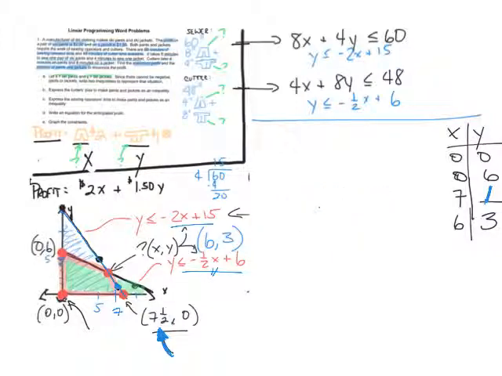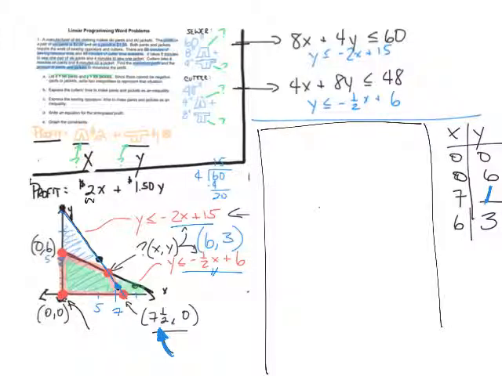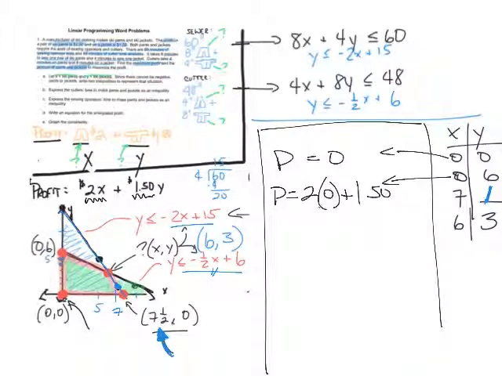We can't make 7.5 pairs of pants. So what are my profits? What is my profit? Okay, profit. For every pair of pants, I make $2, and for every jacket, I make $1.50. If I make 0, then my profit is 0. When I make no pants and 6 jackets, then my profit is $2 for every pair of pants and $1.50 for every jacket. That's 1.5 times 6. Well, 6 times 1, that's 6. 6 times a half is another half of 6, that's 3, so my profit is 9.